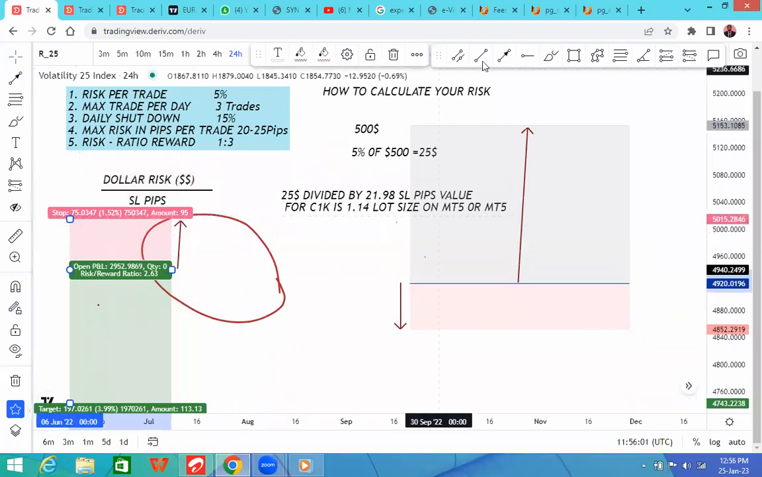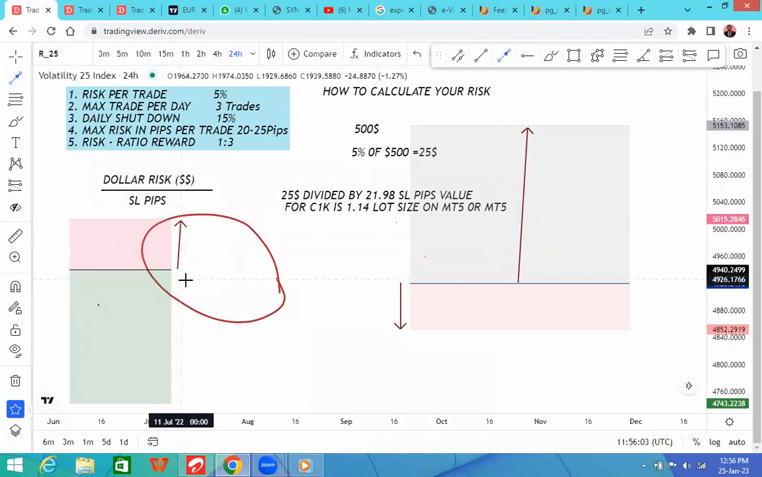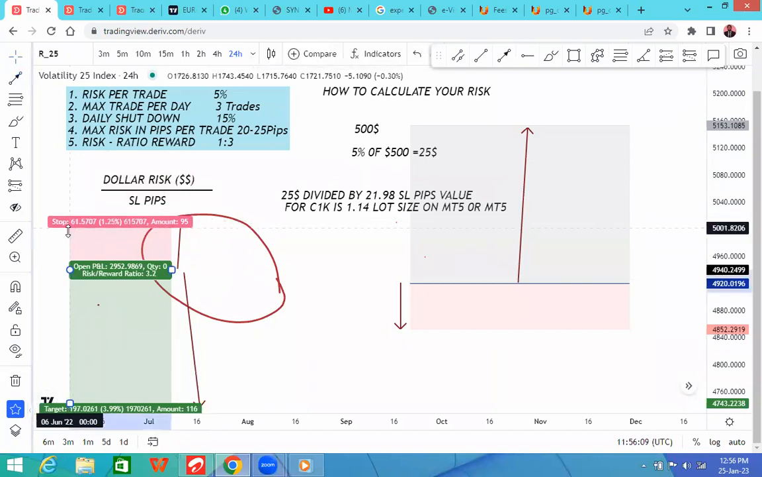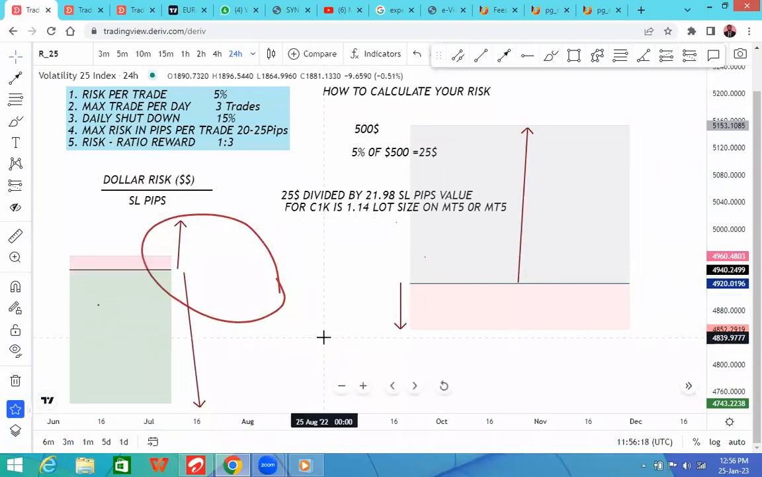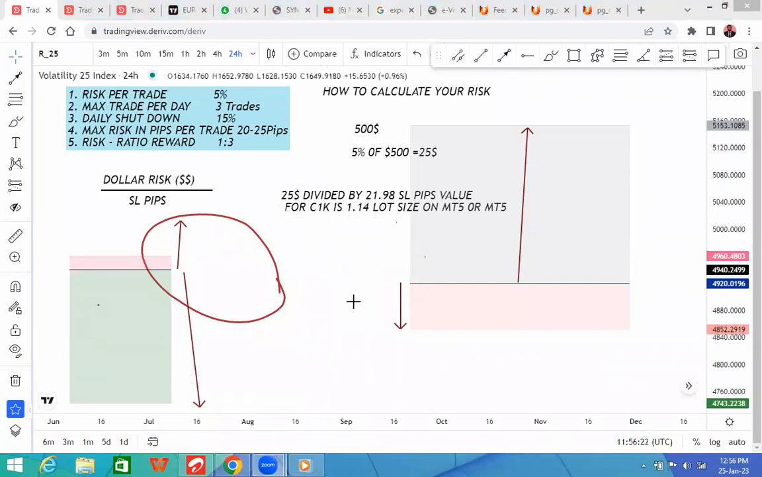75 pips stop loss. That's too big. We don't do that in the smart traders network. We make sure the stop loss is around 20 to 25 pips. So this is like 21 pips or 20 pips. This kind of stop loss is what we use.